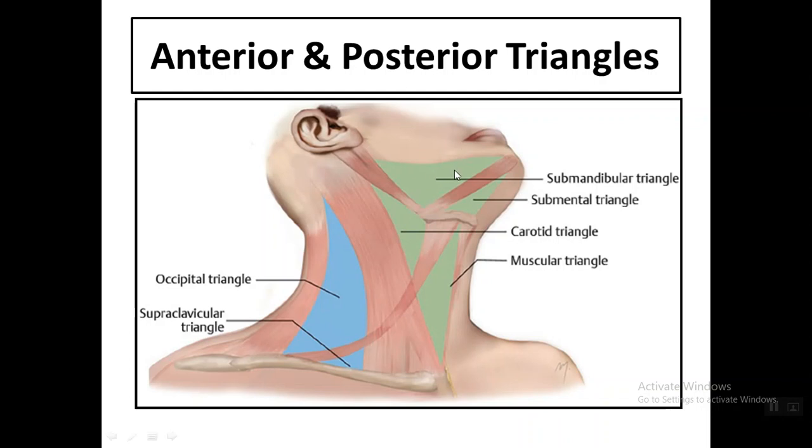These are, in the anterior triangle, the submandibular triangle, submental triangle, carotid triangle, and muscular triangle, and the posterior triangle is divided by the inferior belly of the omohyoid into the occipital triangle, the upper one, and the lower one, the supraclavicular triangle.